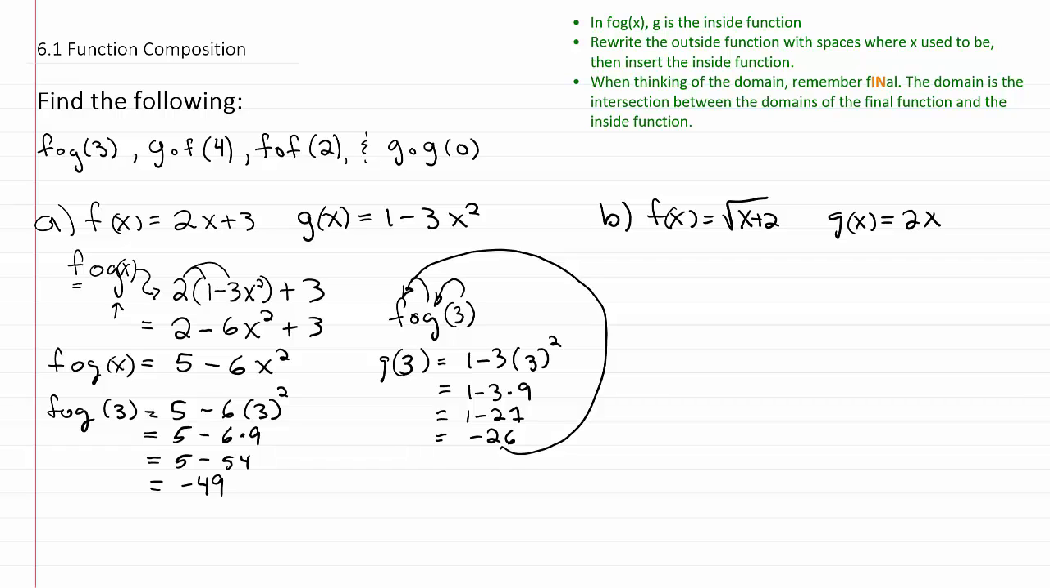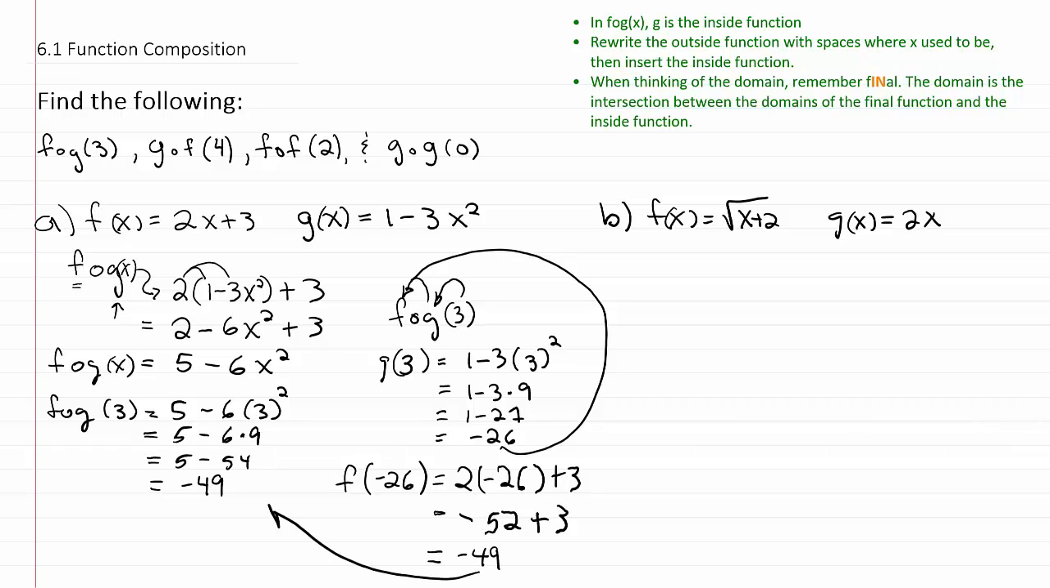So in the f function, you would say, okay, well, f is basically going to be evaluated at negative 26 now. And so that'll end up giving you 2 times negative 26 plus 3. And if you work that out, you end up with negative 52 plus 3. And of course, negative 52 plus 3 gives you the same answer we found before, which is negative 49. All right, so same solution.